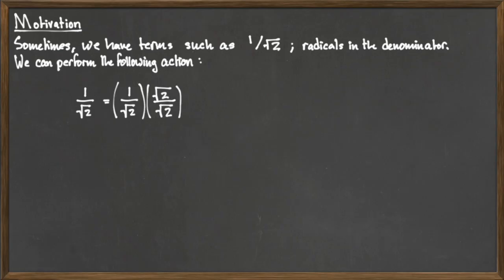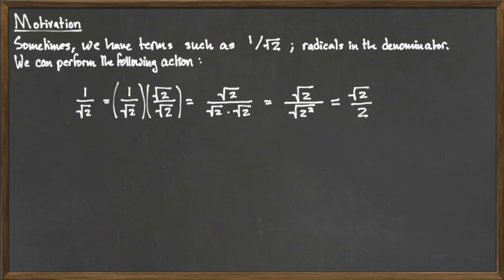I'm going to take 1 over square root of 2, and I'm going to multiply it by the square root of 2 divided by the square root of 2. We know that anything divided by itself is equal to 1, so multiplying 1 over root 2 by root 2 over root 2, that term on the right, is essentially the same thing as multiplying by 1. I haven't changed the value of this expression, just the way that it looks. This strategy of multiplication by 1 is essentially the heart of this section, so we're going to talk a lot about that. But for now, let's simplify.